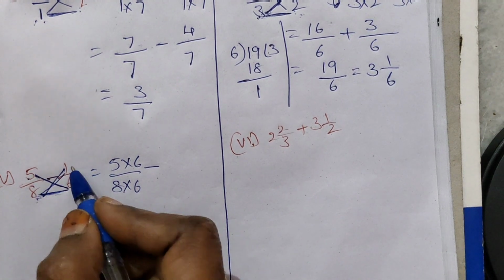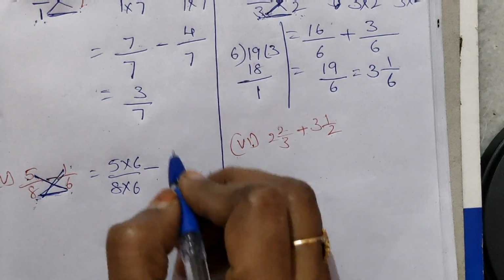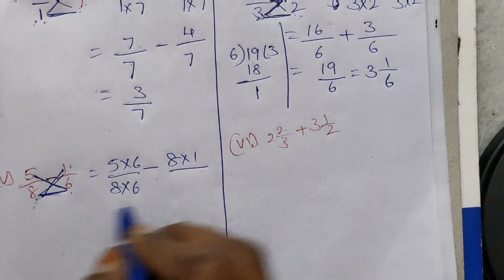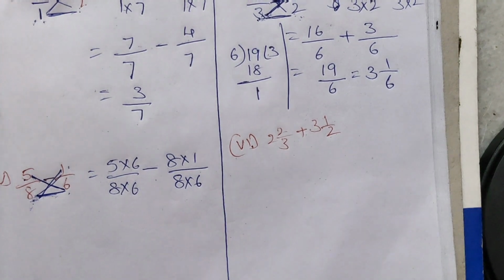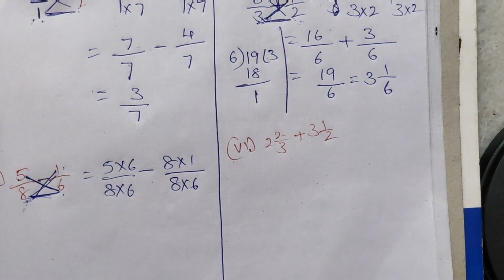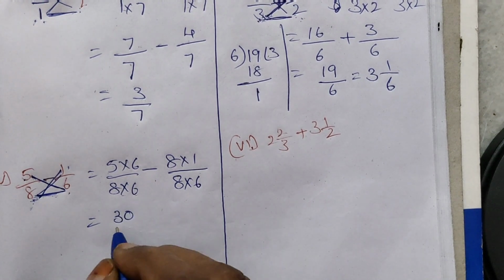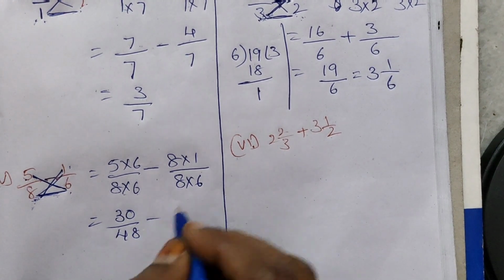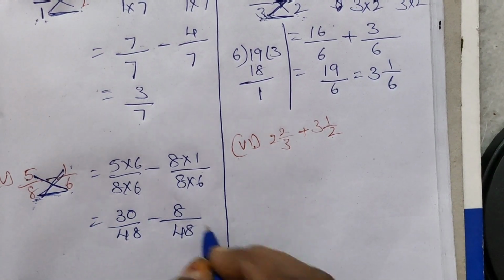This first one denominator and second one numerator, this 8 and this one. Okay. 8 into 1 by 8 into 6. Okay, now 5 6 30, 8 6 48, minus 8 ones 8, 8 6 48, okay.